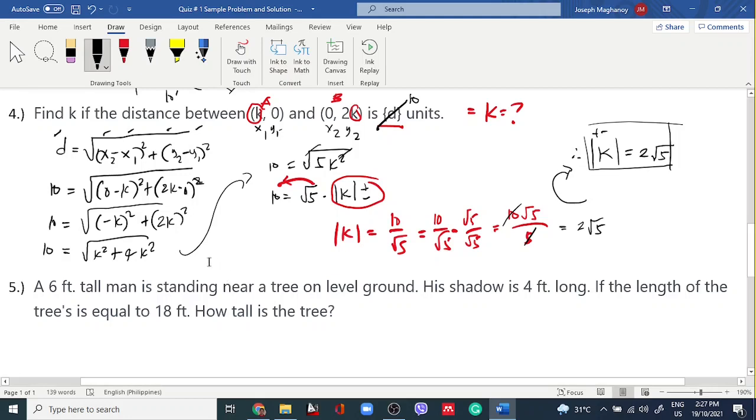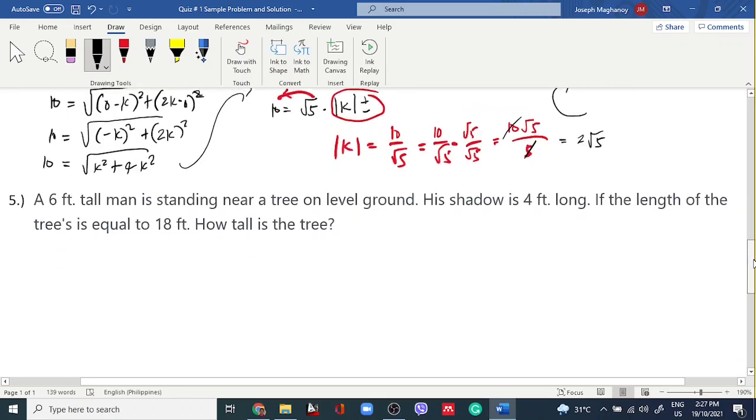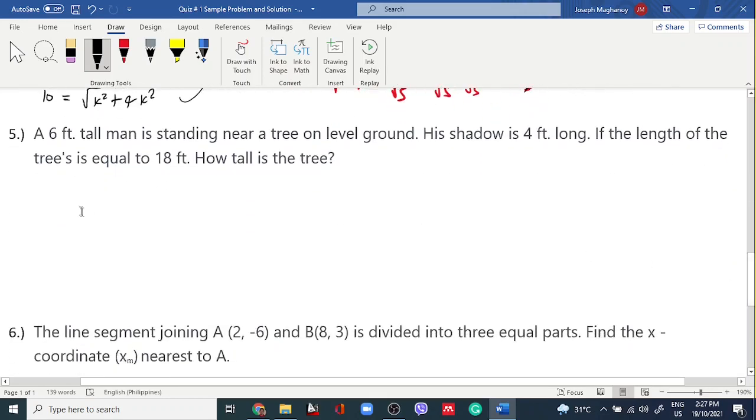Okay, moving on to your problem number 5. A 6 feet tall man is standing near a tree on a level ground. His shadow is 4 feet long. If the length of a tree is equal to 18 feet, how tall is the tree? So one word here made it complex. Why? You will assume that how tall is the tree? If you check the given, if the length of the tree is equal to 18, you will be confused. What is that 18 feet?